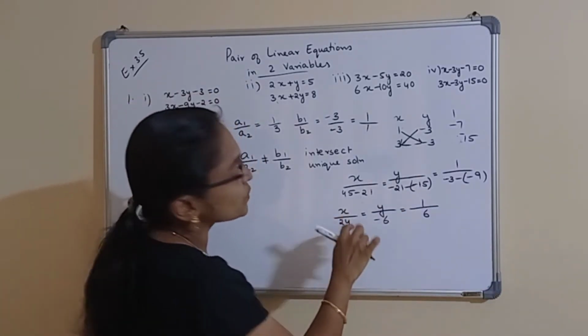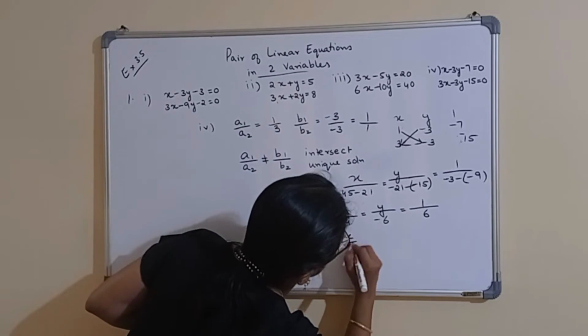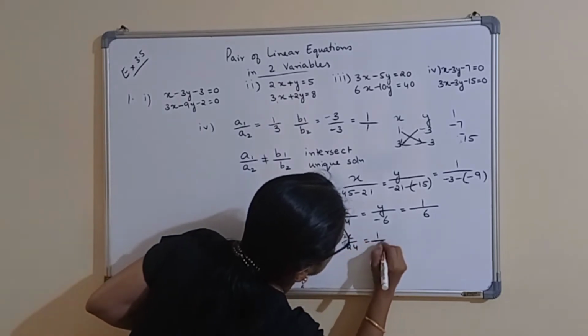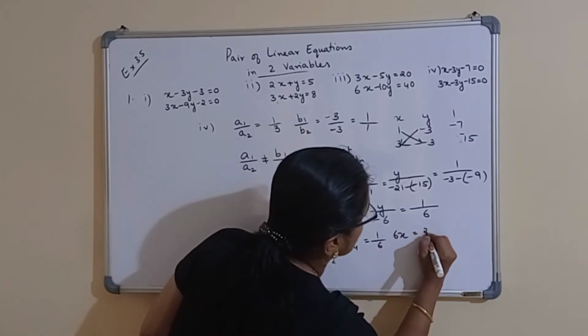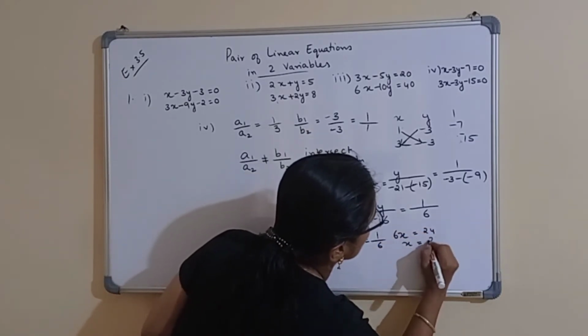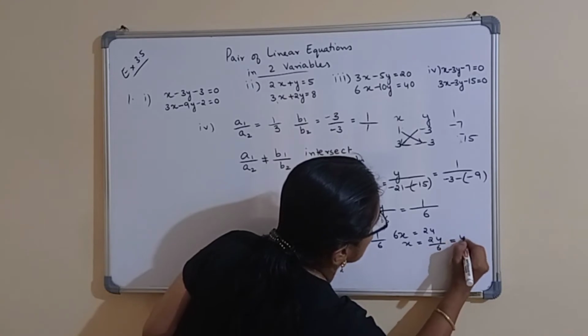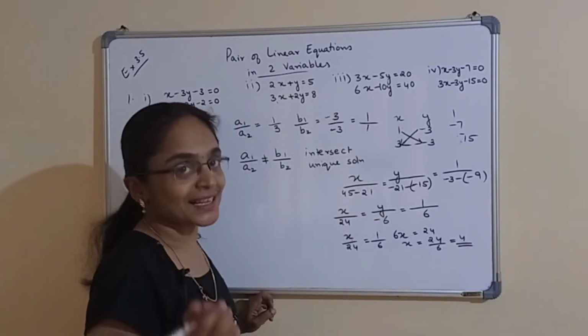Now we can equate this. X by 24 is equal to 1 by 6. We can cross multiply. That is 6x equal to 24, which means x equal to 24 by 6, and that is equal to 4. So we got x as 4.